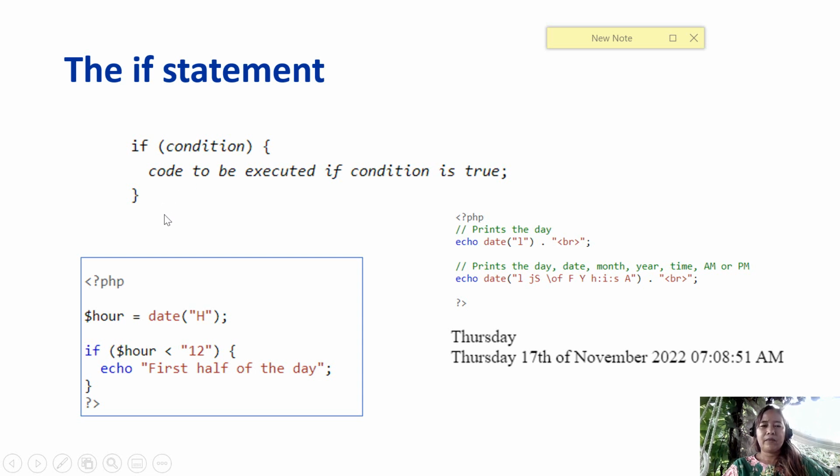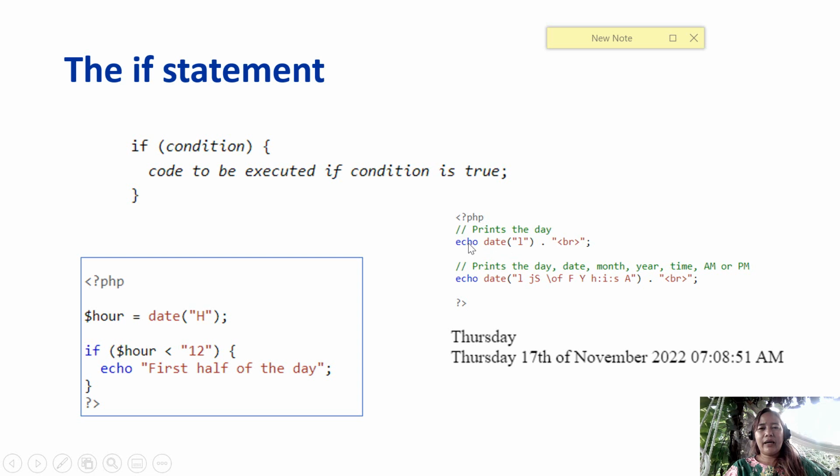Alright, so as you can see here, you have hour, which is your variable, and then you give it an initial value of date. So date and then age. As you know, on the right side of this slide, I have included another code that is basically how you use the date function in PHP.